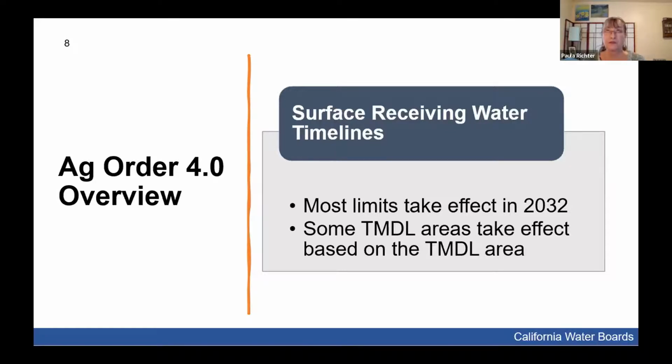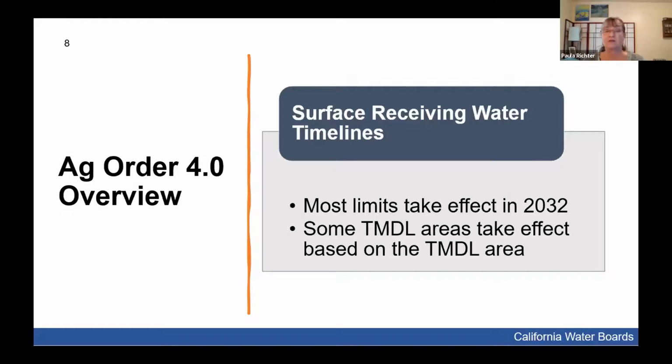Most of the surface receiving water limits take effect in 2032, and that is regardless of whether the grower is participating individually or through a third party. The exception to that 2032 date is areas where TMDLs have been established in specific watersheds. For example, the Morro Bay watershed TMDL for sediment, that limit takes effect in 2053.